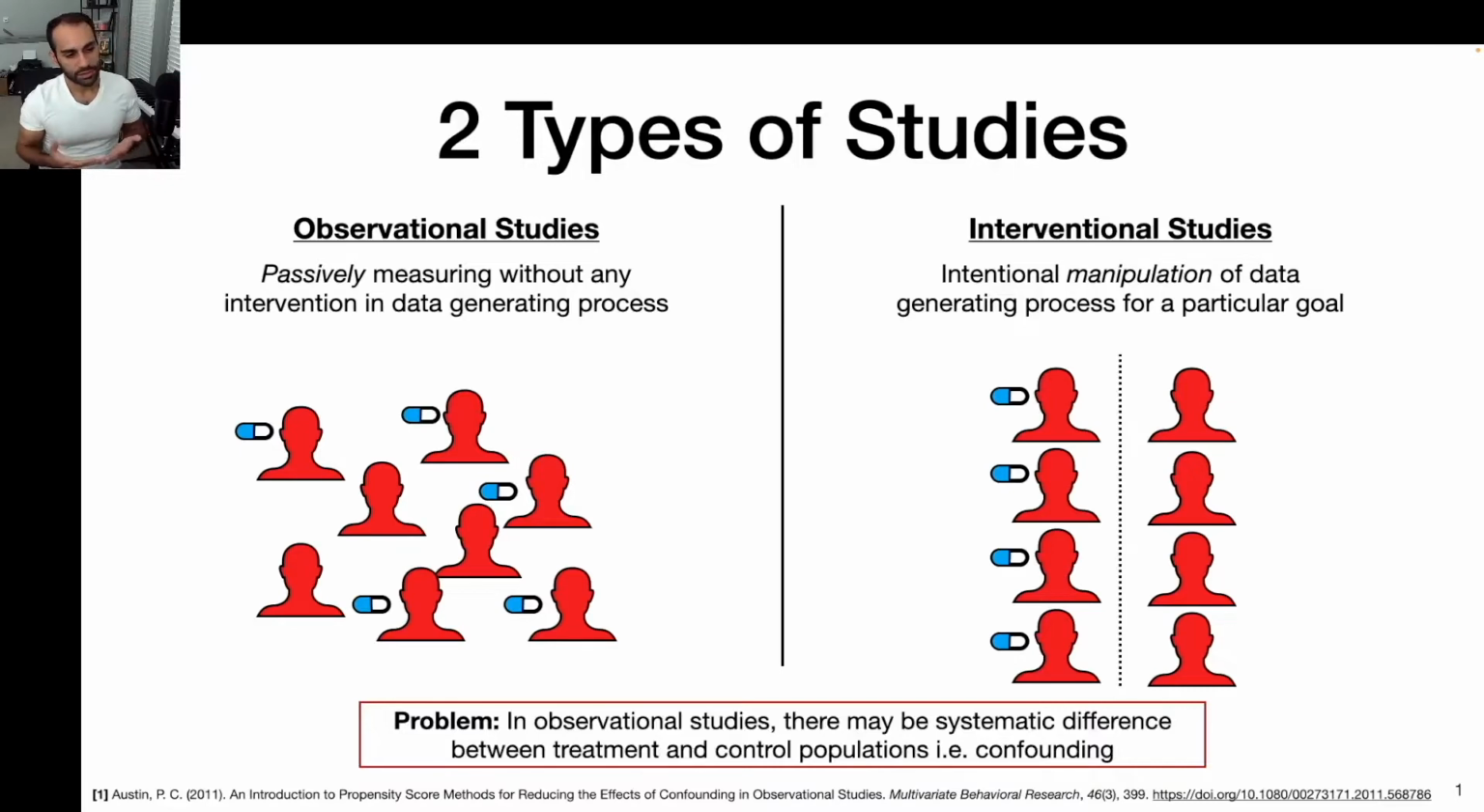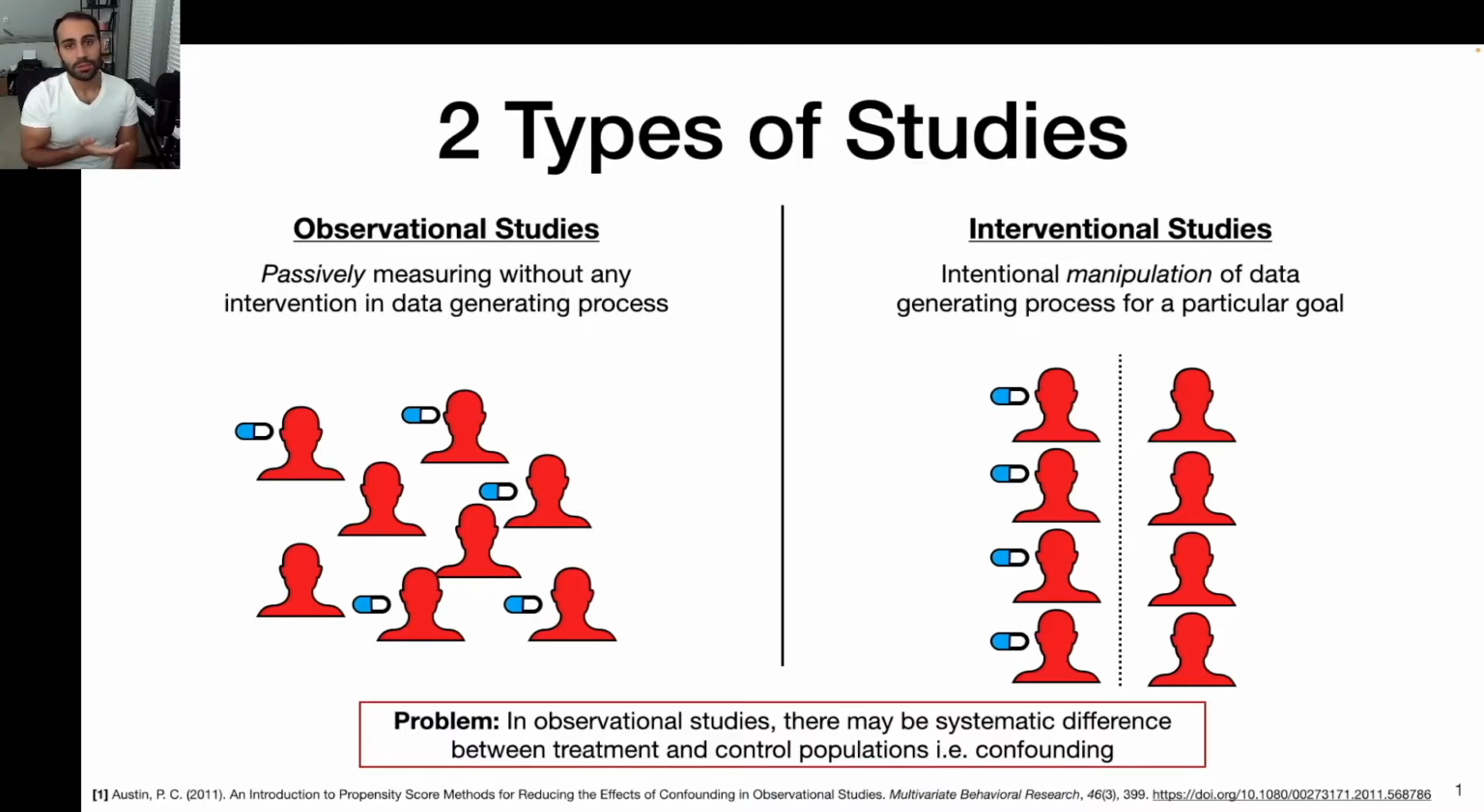In observational studies, there could be systematic differences between people that take the pill and don't take the pill that can bias your estimate. For this example, where we're just passively observing people with headaches, not controlling who takes the pill and who doesn't, there could be a variable that we might not be measuring, such as age, that could be a confounder because someone's age could drive their behavior to take a pill.